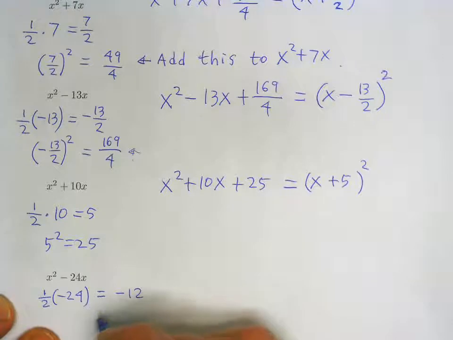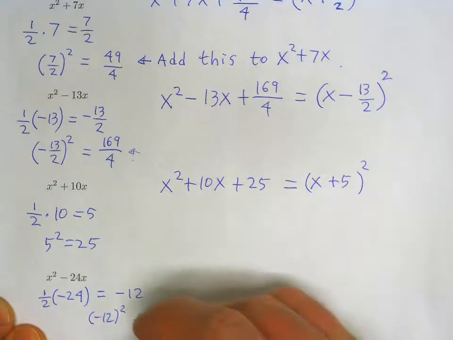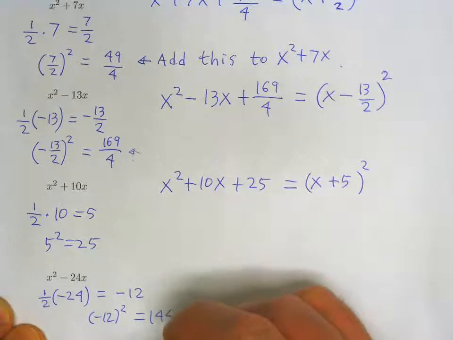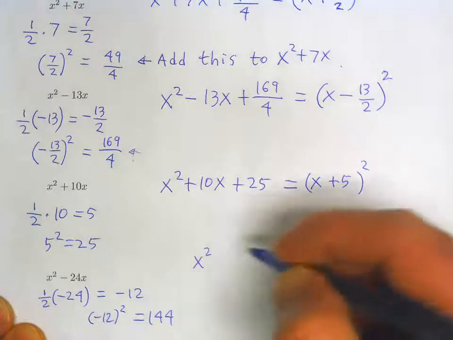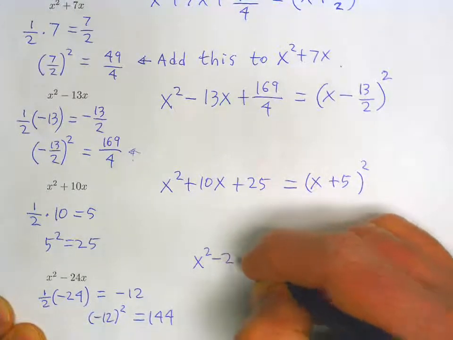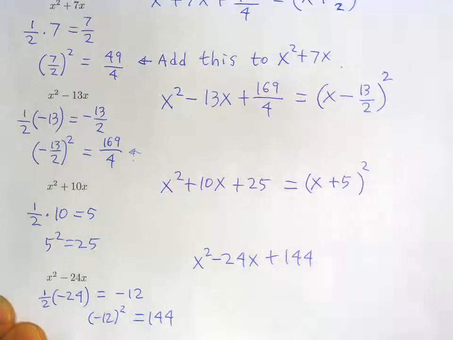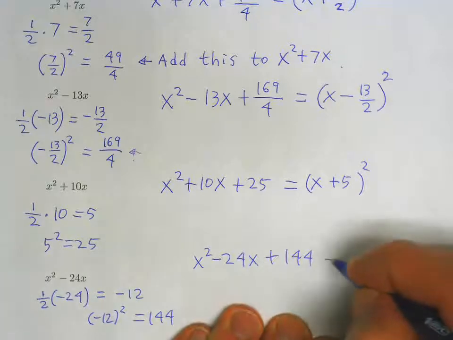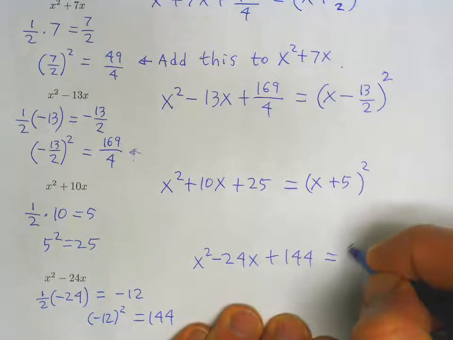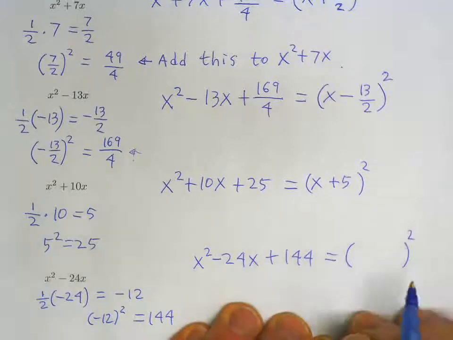And then we square negative 12. When we square negative 12, we get positive 144. Okay, so we're going to add positive 144 to x squared minus 24x. This is now a perfect square trinomial, which means that it can be written as a binomial squared.